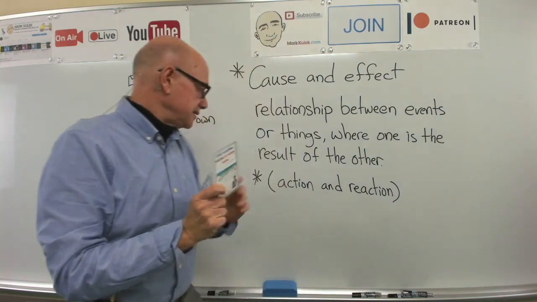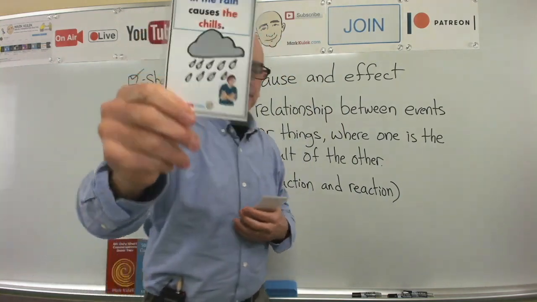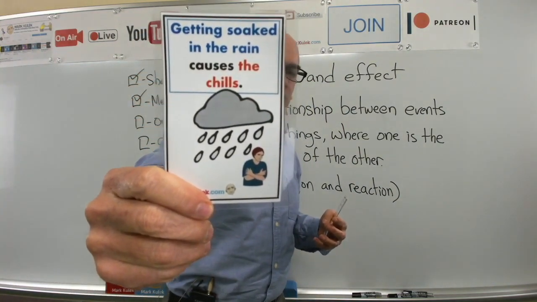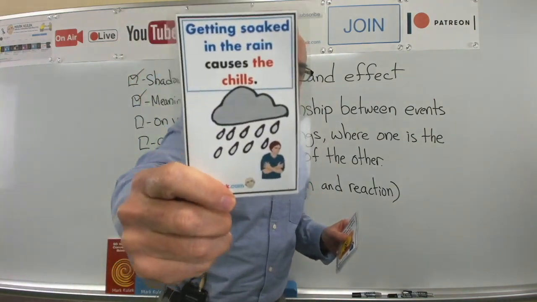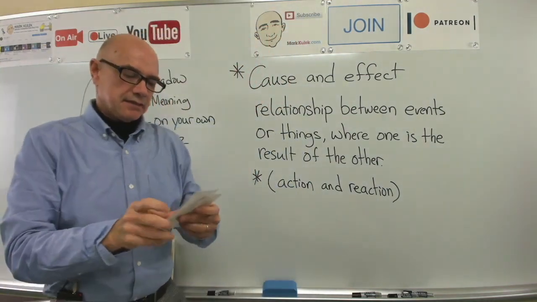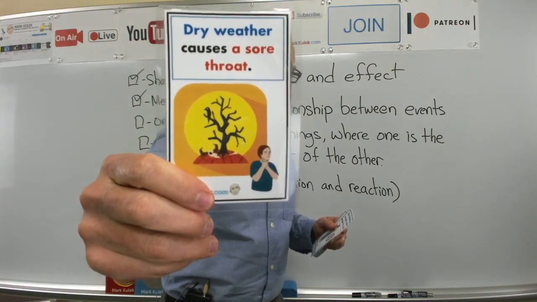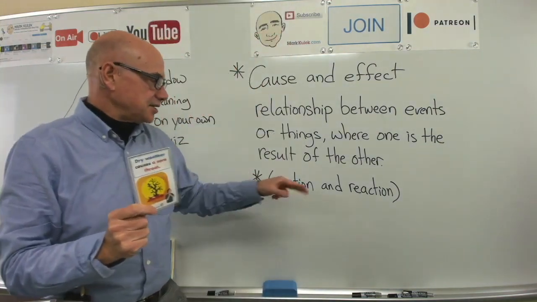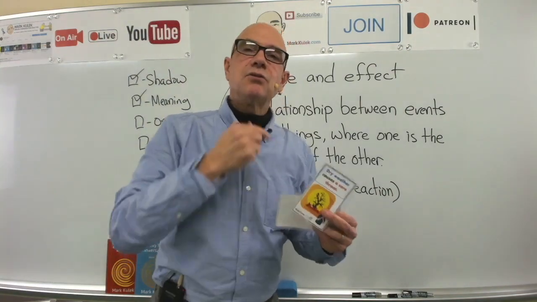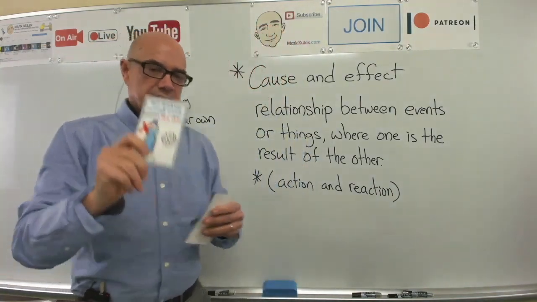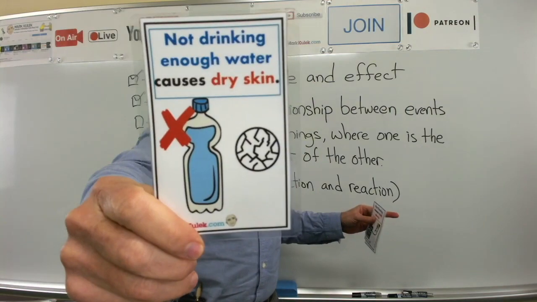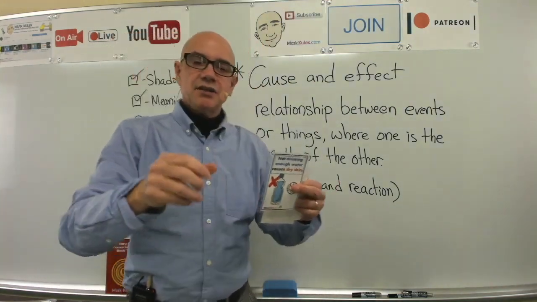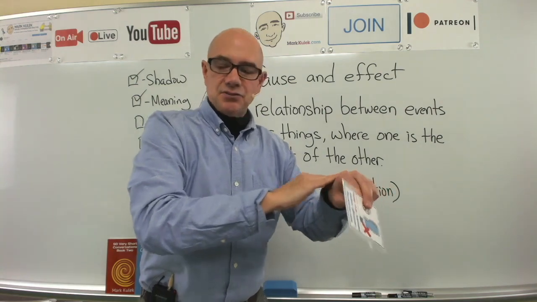Cold weather, that is the action. And the reaction is a runny nose. Okay, getting soaked in the rain is the action. And the reaction is the chills. Dry weather causes a sore throat. So dry weather is the action and the reaction is a sore throat. Not drinking enough water is the action and dry skin is the reaction, right? So not drinking enough water, then your skin feels dry.